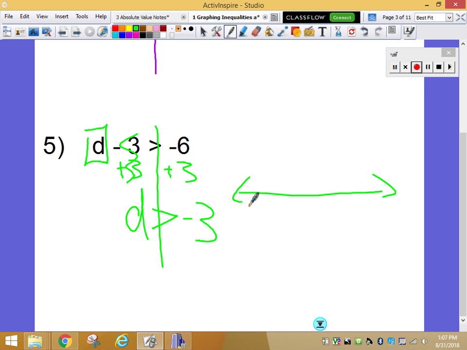So I'm going to graph it. I'm going to do a circle. Should I leave it open? Yes, because there is no line under it. And if I turn this into an arrow, it points to the right, which means I shade to the right.